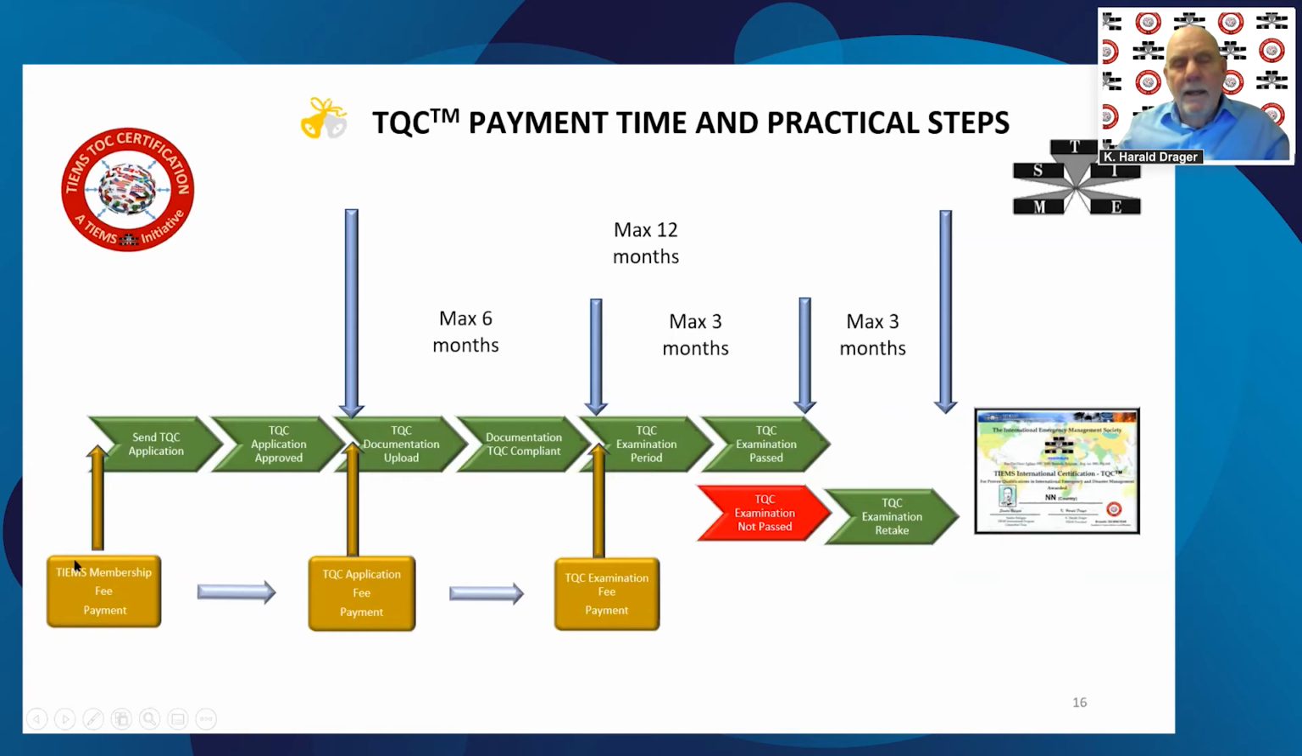First of all, the candidates have to be a TIEMS member, so they have to pay their memberships. Then they have to send the application. When the application is approved, the candidate has to pay a certification fee. I will come back to the figures. And then start uploading documentation. And when the documentation is found compliant, he or she can take the examination, but there is an examination fee to be paid.